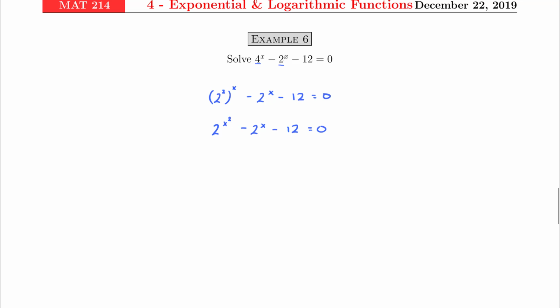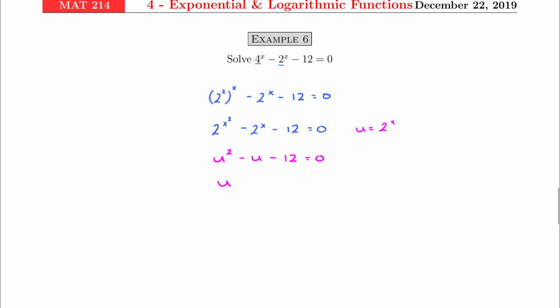That doesn't change the value, because whenever you raise a power to a power, you always multiply them together. So here we would come up with our U substitution. And we want to just say, let's let U equal 2 to the x power. So what we have here on this first term is U squared. Our base is 2 to the x squared. Then we have minus U minus 12 equals 0. We have generated a quadratic that we know how to factor.